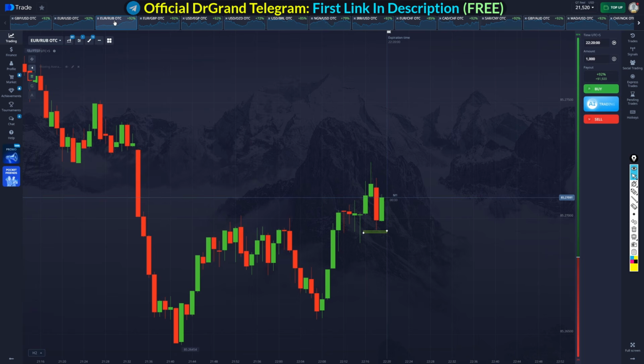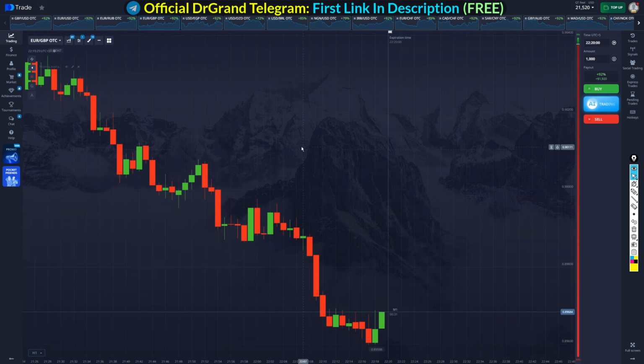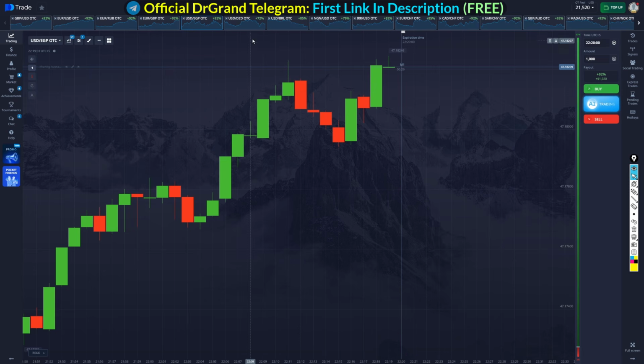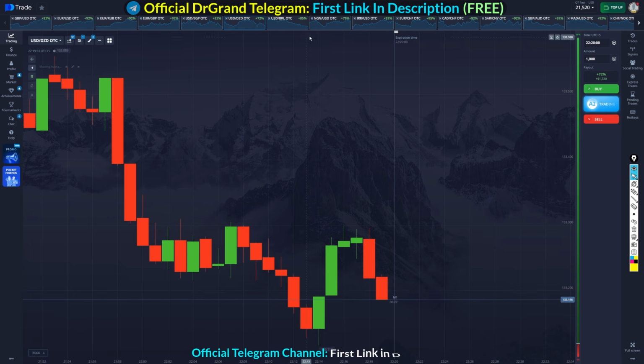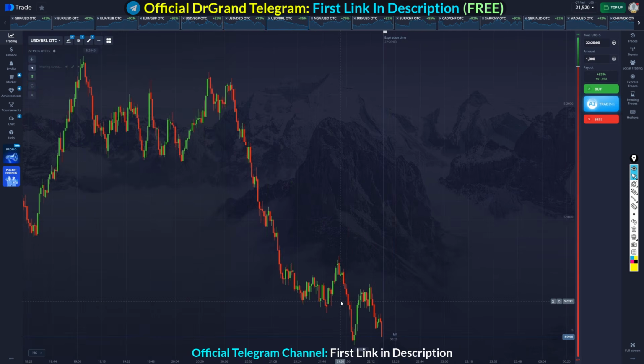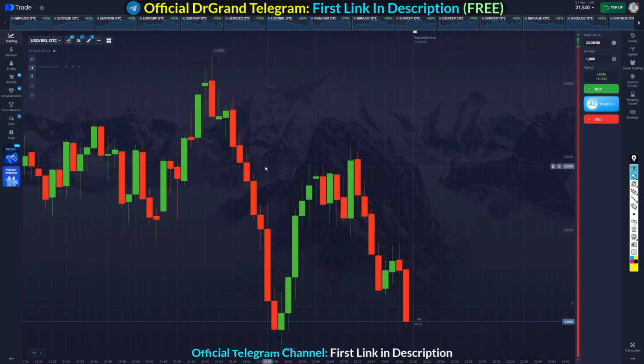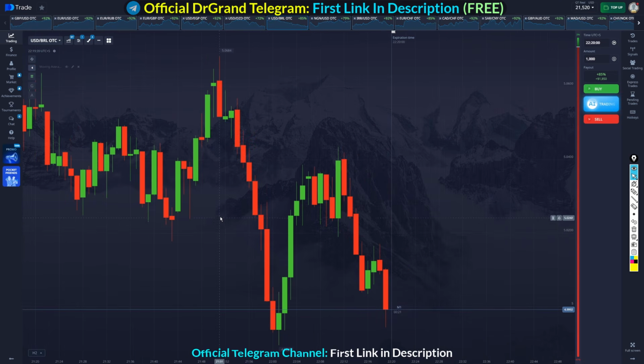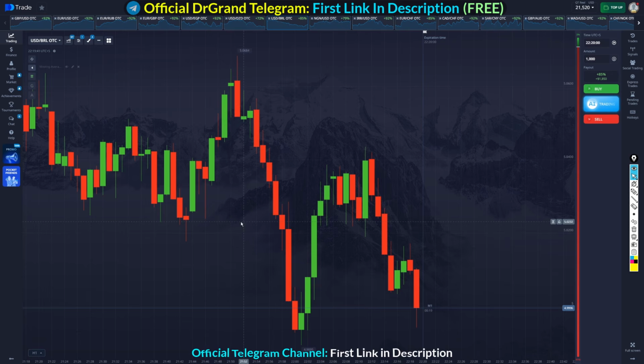Yeah, this is how it looks when I'm looking for a trade. You have to really look for the best trade. And this experience, taking one trade per day, has been so good lately. Has been so good so far.